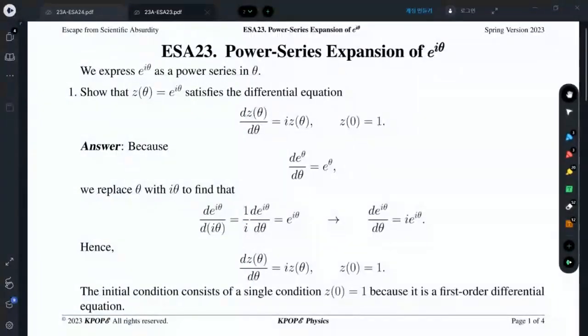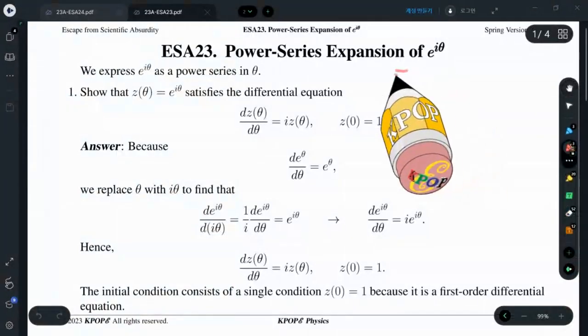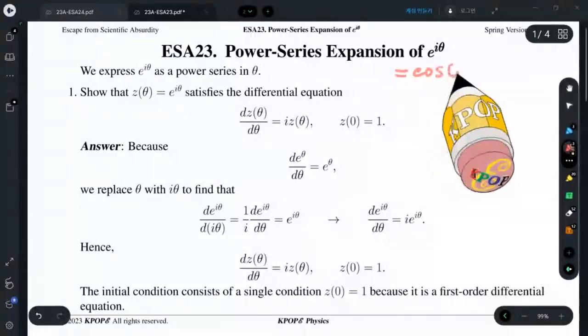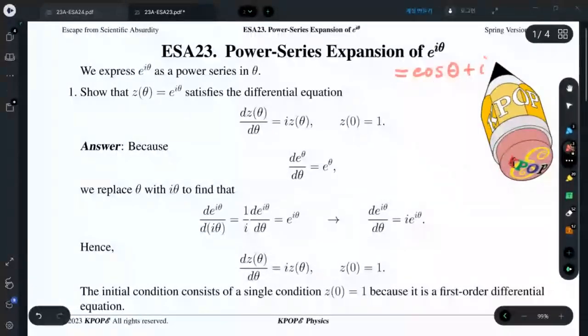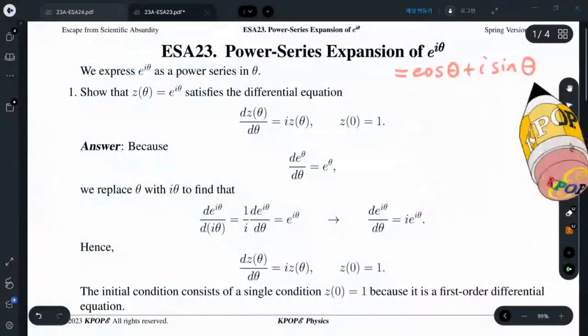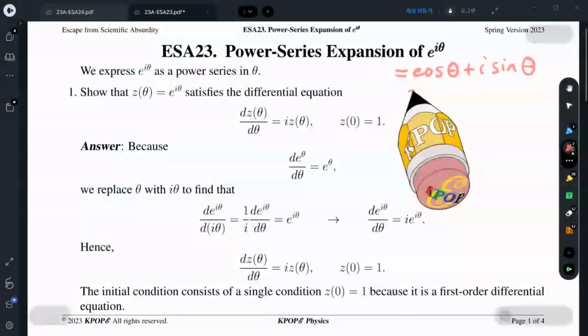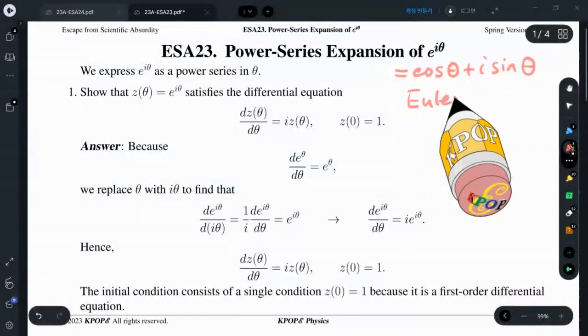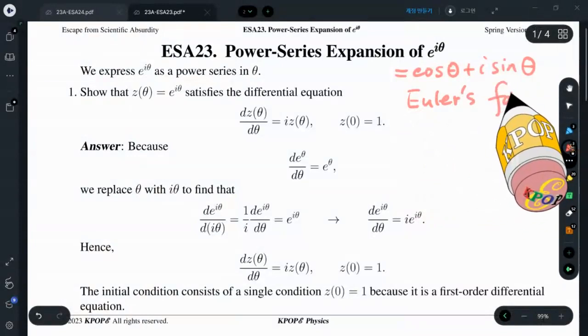In lecture 23, we study the power series expansion of e to the i theta. This one is known to be cosine theta plus i sine theta. This expression is called Euler's formula.